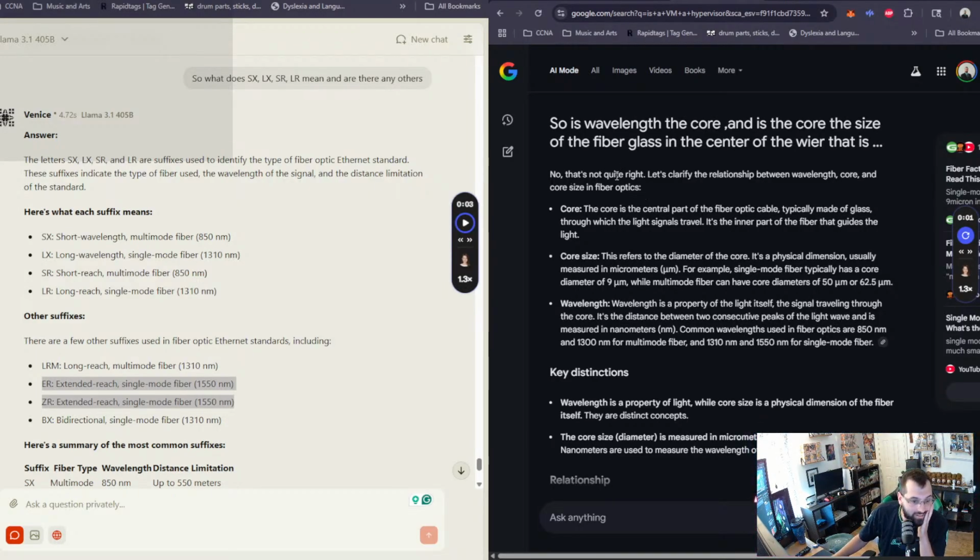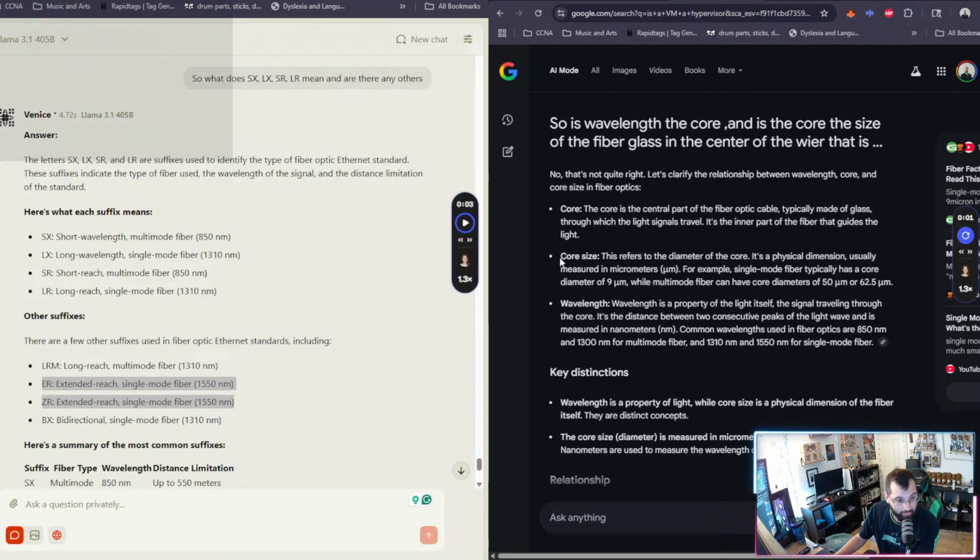Okay, no, that's not quite right. Let's clarify the relationship between wavelength, core, and core size in fiber optics. Core. The core is the central part of the fiber optic cable, typically made of glass, through which the light signal travels. It's the inner part of the fiber that guides the light.